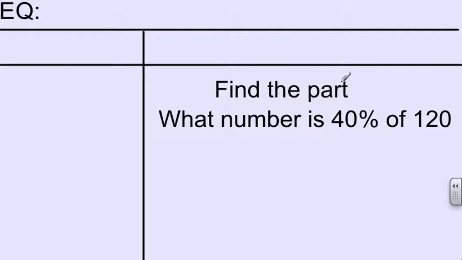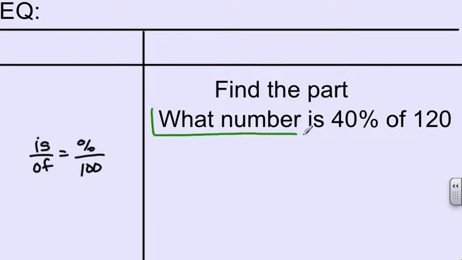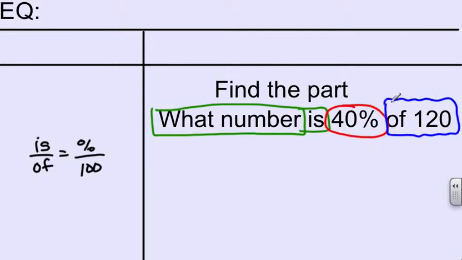All right. Let's try another kind of a problem. This one says we're going to find the part, but my methods do not change. I'm still going to follow is over of equals percent over 100. I'm still going to look at this problem and say what number is 40% of 120? What number is 40% of 120?